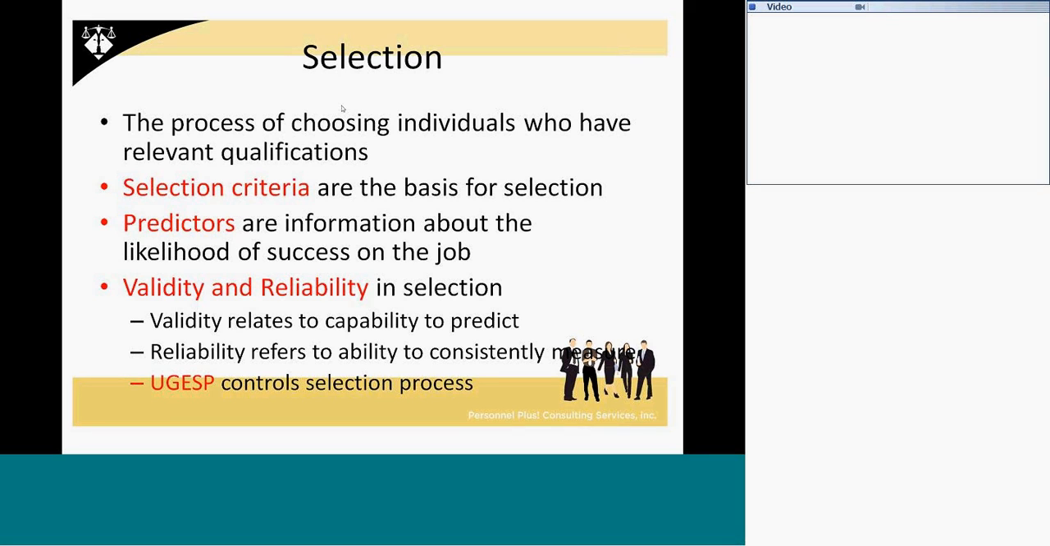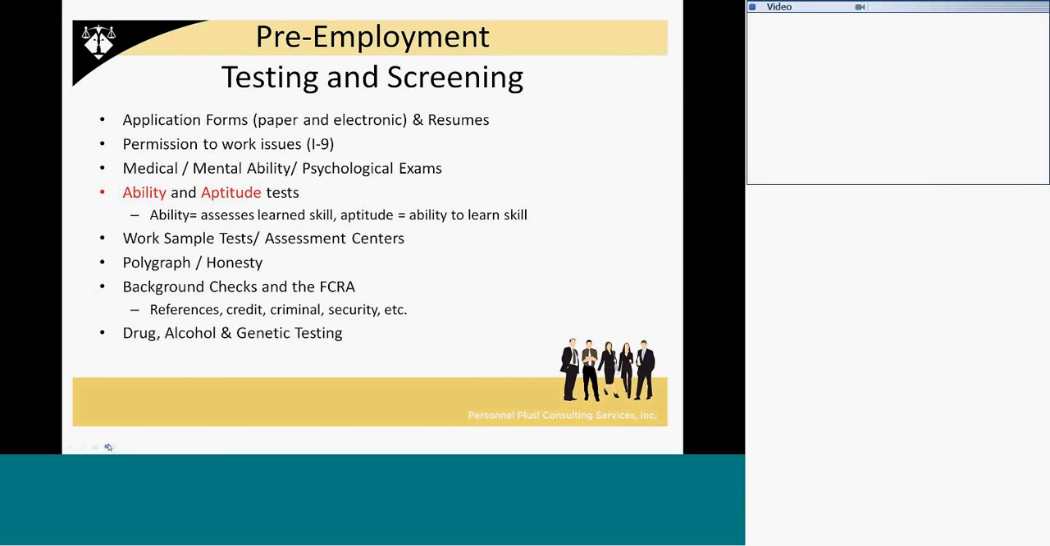Validity and reliability in selection, again, that comes from the Uniform Guidelines on Employee Selection Procedures that I've already discussed to a certain extent. Employment testing and screening, there's a variety of different things that can be used, but all of them are referred to in the law as tests. And a test is defined as anything upon which you make a decision.